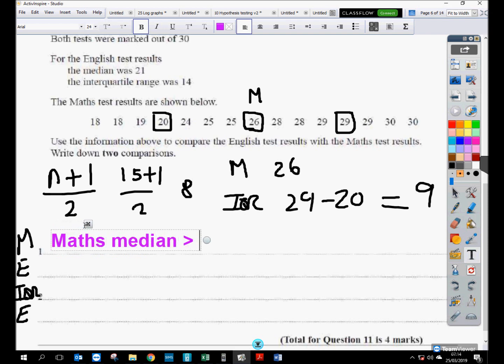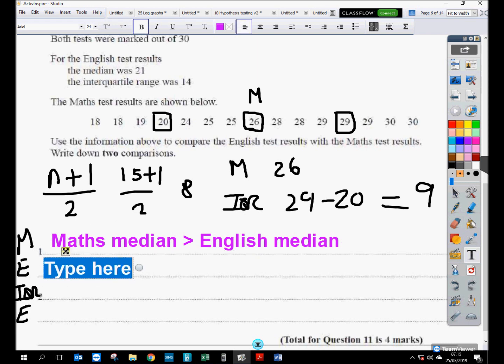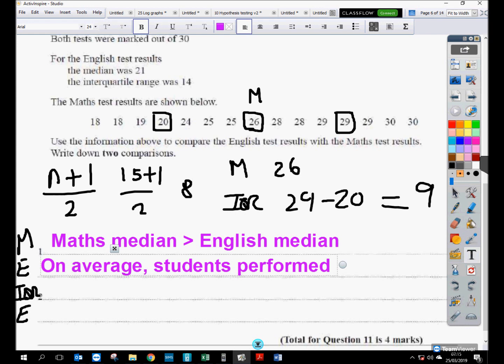Maths median greater than English median. It's a comparison then. What does that mean? That's on the explain line. Explain what that means. This is the test. On average, students performed better in maths.